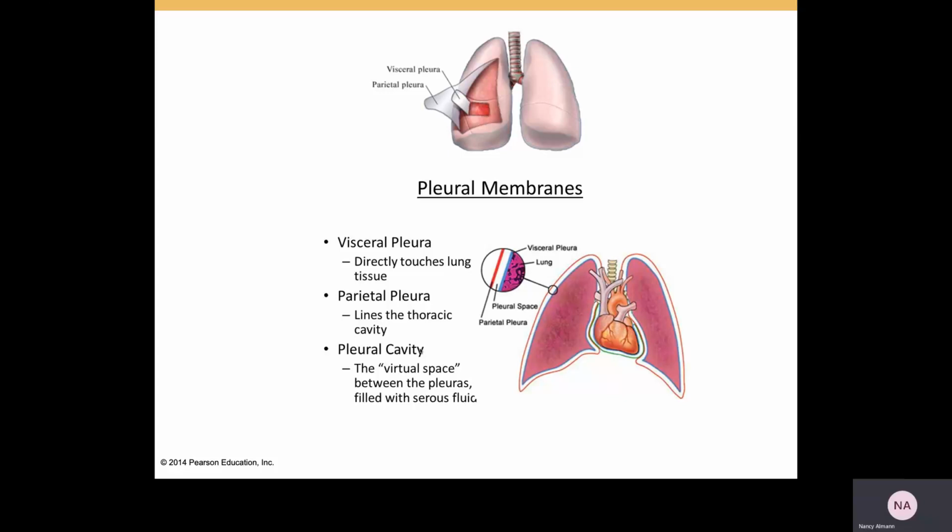It shows you the pleural membranes. So the visceral pleura is a deeper layer. It is going to literally cover the contours of the organ. The parietal pleura is going to line the thoracic cavity, so it's attached to the thoracic cavity. Remember, that's going to be very important when we're talking about inspiration and expiration. And that virtual space in between the pleural membranes is the pleural cavity.